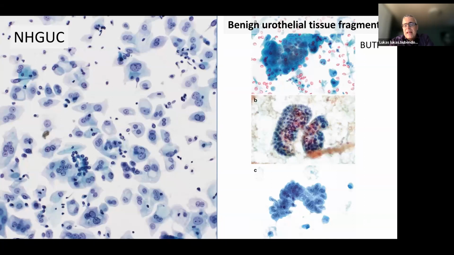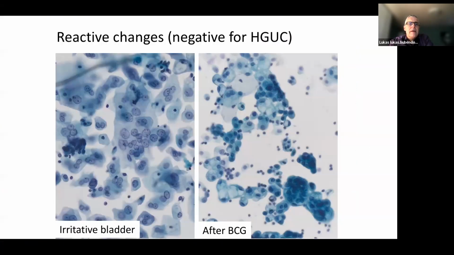These are often overestimated as being evidence of low-grade papillary tumors, but actually they are not. They are often found in bladder washings, less commonly in voided urines, but you may see them in voided urines. It's just normal urothelial cells. They may be reactive in a way.